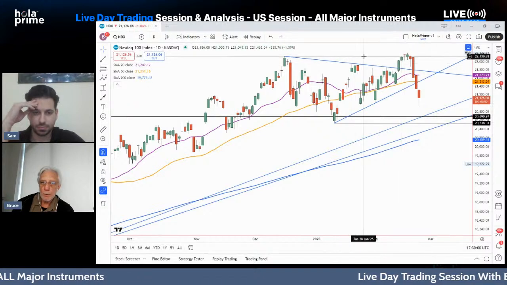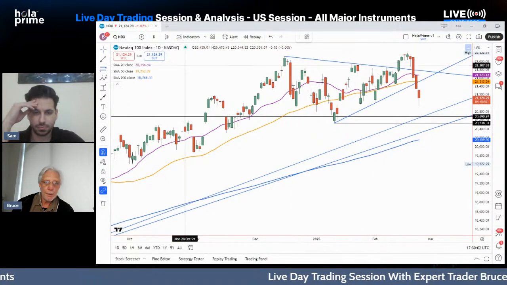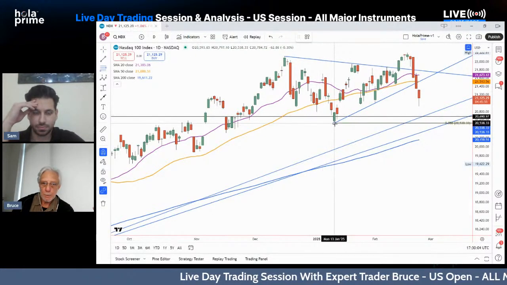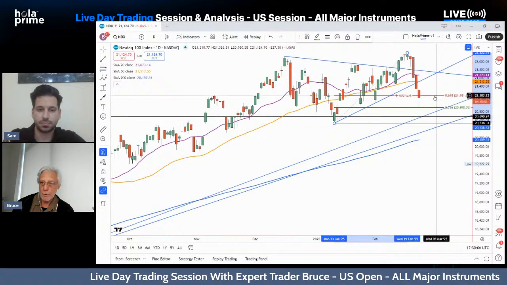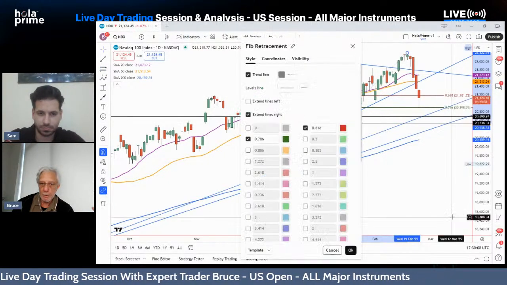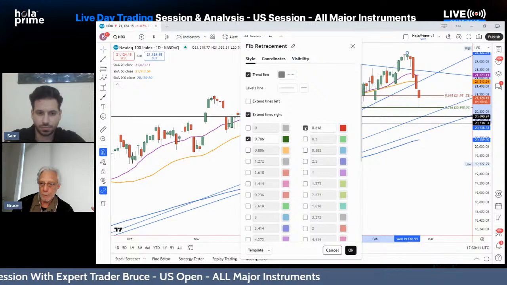I think the other important thing to kind of take from this analysis is this is generally the more detailed analysis. A lot of times we're going to do this on the weekend on the higher time frames.